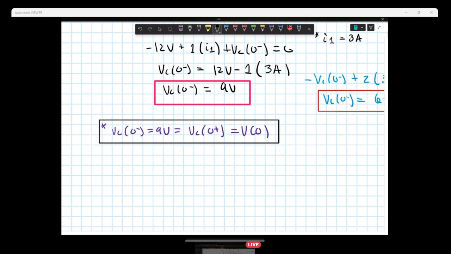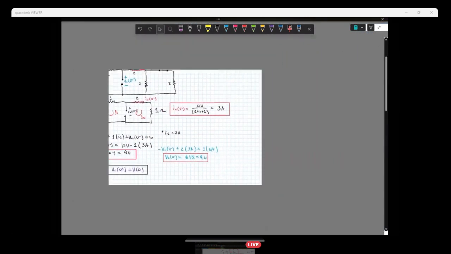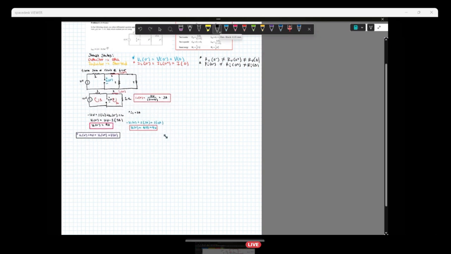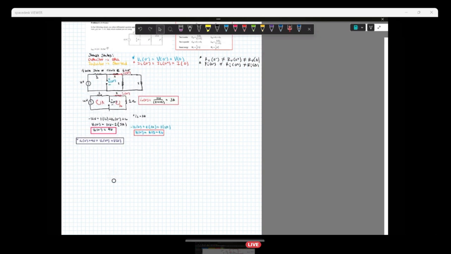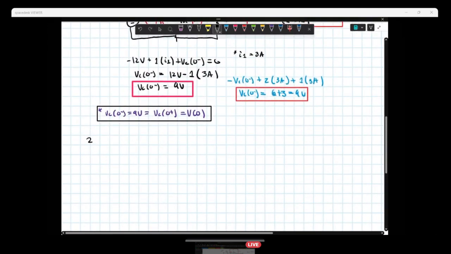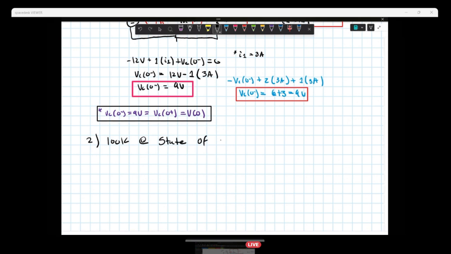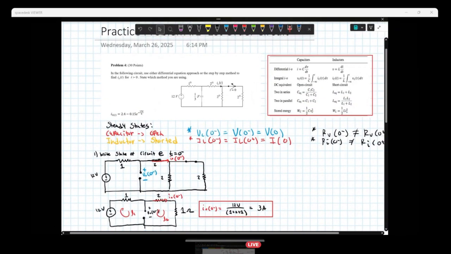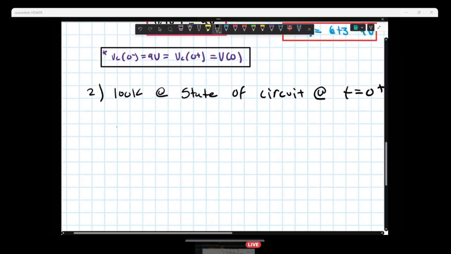So now, number 2, look at the state of the circuit at t equals 0 plus. I don't have much space, so I'll make this smaller. At t equals 0 plus, the switch flips up, meaning basically the whole right side is gone, just the 2 resistors. So I'm going to redraw everything, but with the 2 resistors on the right side.